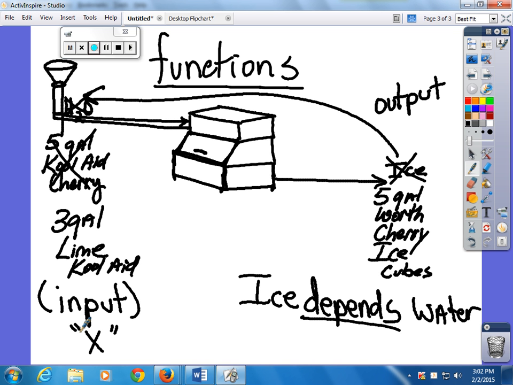All right. X is our input, right? Because any function we have, there's going to be what input? It'll be an X. And we put numbers in for X, and what do we get? We get Y. Now, the numbers that we put in for X can be called the domain. The domain.